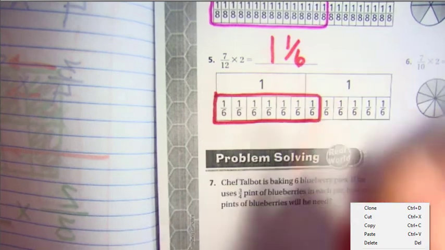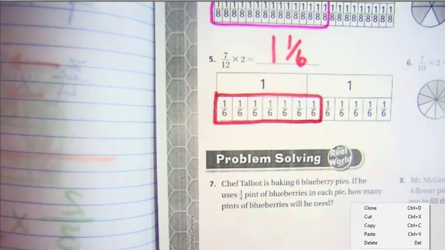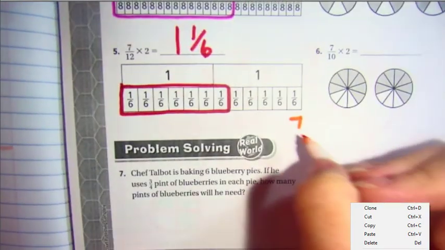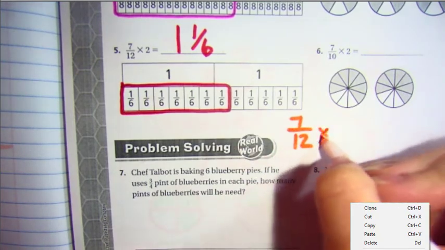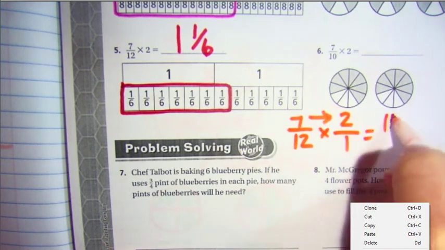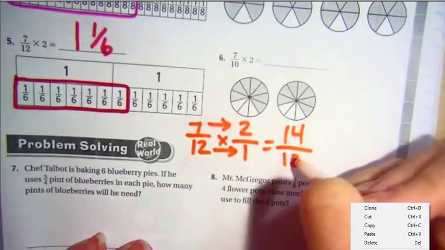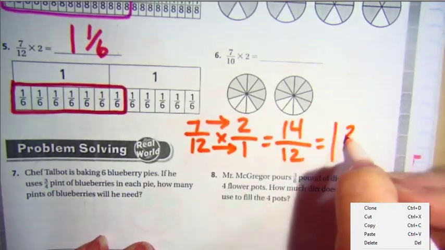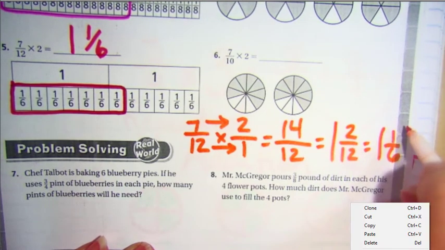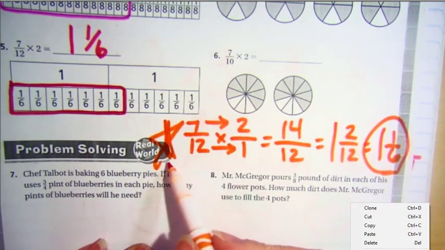I can check myself if the models are confusing, which a lot of times they are. I can check myself by just doing the work of 7/12 times 2. I'm going to dress them up like a fraction. 7 times 2 is 14. 12 times 1 is 12. I know 12 will go into 14 one time with 2 12ths left over, and this simplifies to 1/6. So if the models are confusing, guys, go back to this way and make sure that you are doing the problem correctly.